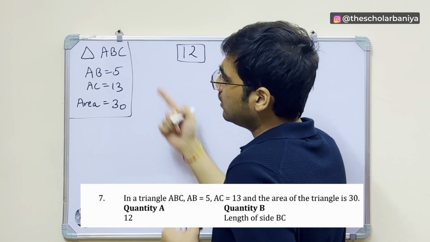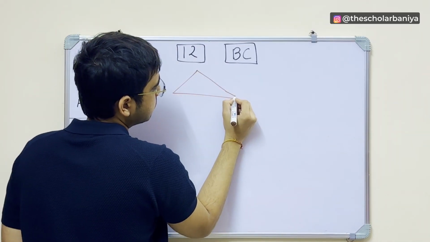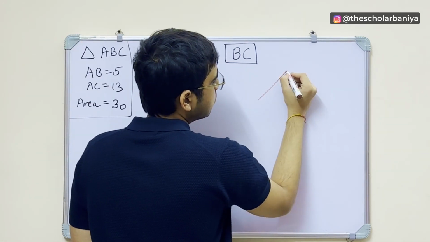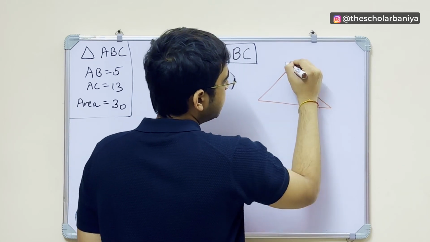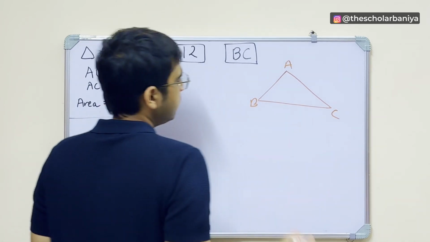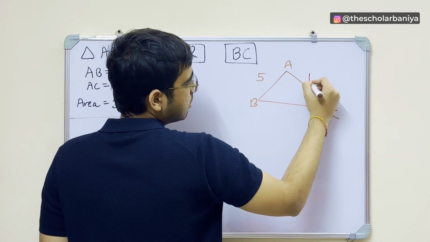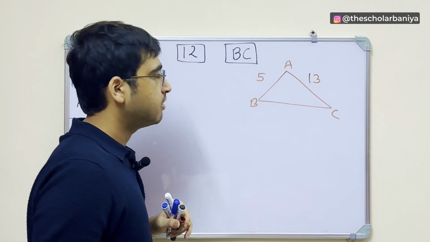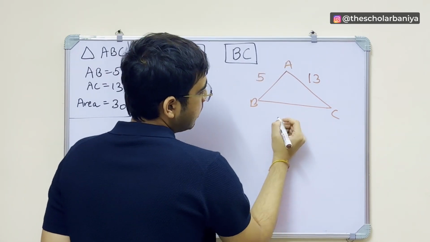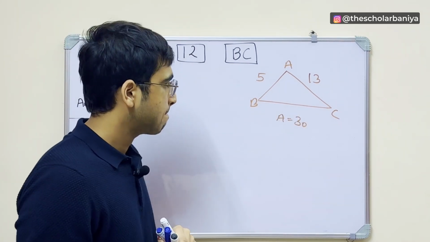So let's draw this case, right? So let's draw a triangle ABC. I'll just draw it a little bigger. So this is a triangle ABC, right? We are given AB to be 5. This is 5, right? We are given AC as 13. This is 13, right? Okay. And the area is given to be 30, right? And we have to find the length BC, right?